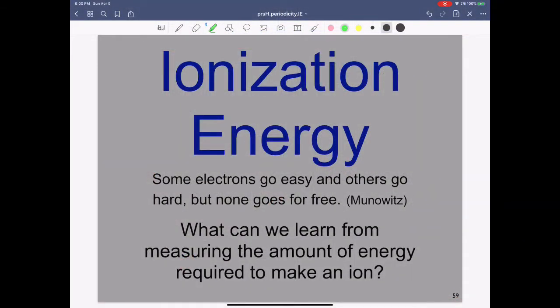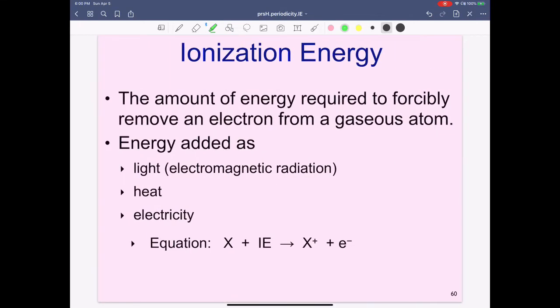This video will take a look at ionization energy as it applies to the AP exam. In particular, what can we learn from measuring the amount of energy required to make an ion? First, let's define ionization energy: the energy required to remove an electron from an atom.